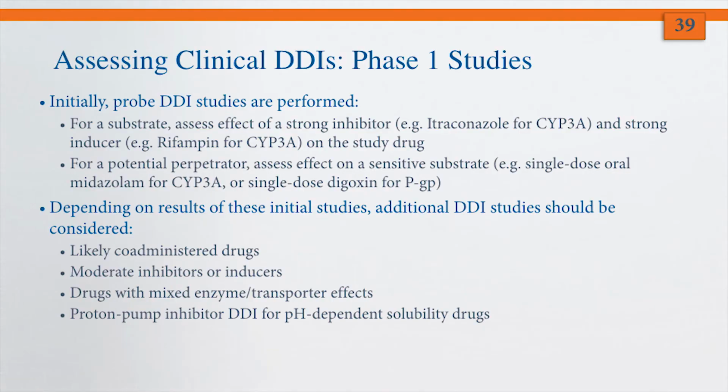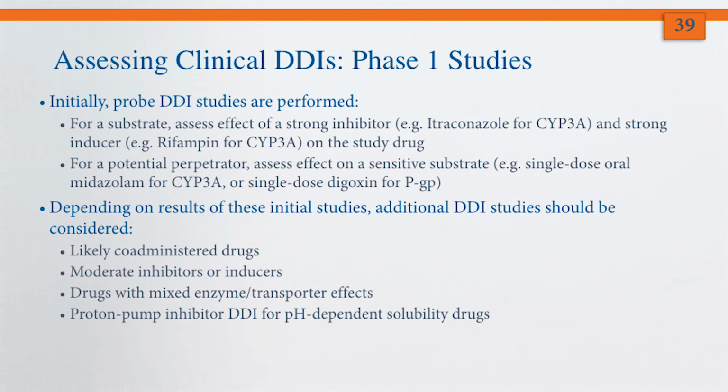We can also evaluate our drug as a potential perpetrator, and again, we use probe drugs or sensitive substrates that have been well characterized, such as midazolam for CYP3A, digoxin for PGP, or rosuvastatin for OATP as another example. And depending on the results of these initial studies, then we think about other DDI studies that might need to be conducted, such as likely co-administered medications.